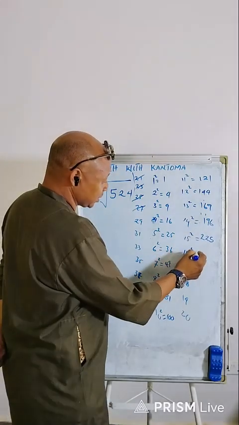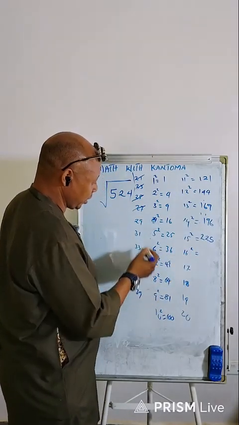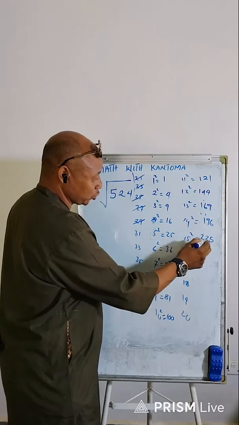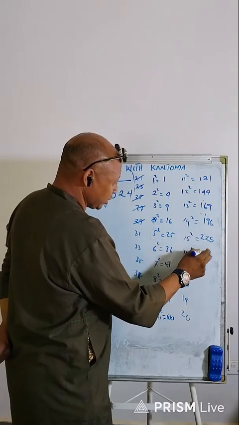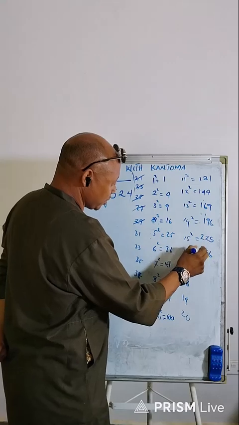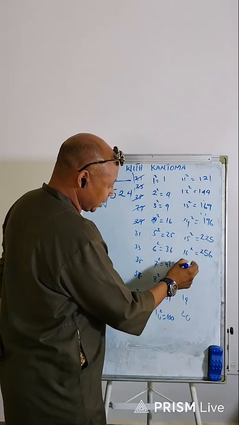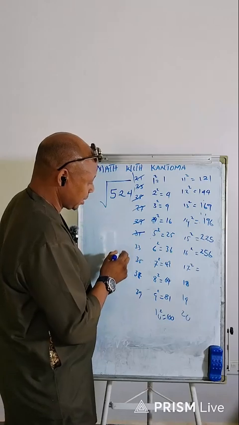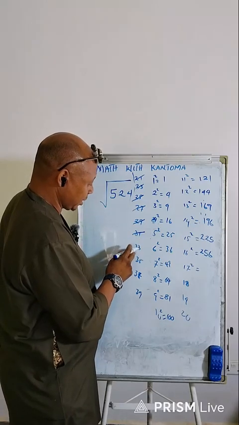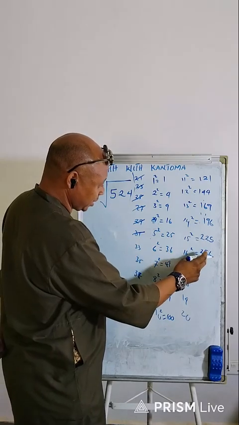Next is to find 16 squared. And what is 16 squared? We add 31 to 225. So 1 plus 5 is 6, 3 plus 2 is 5, 2 plus 0 is 2. We have 256. Next is 17 squared. For 17 squared, we add 33 to this value, right?